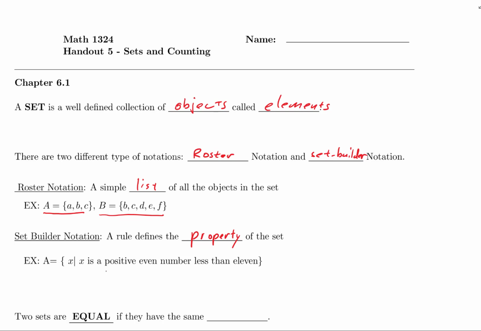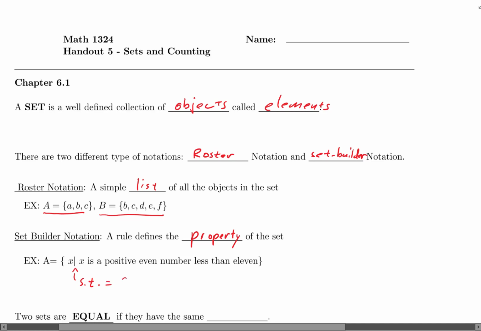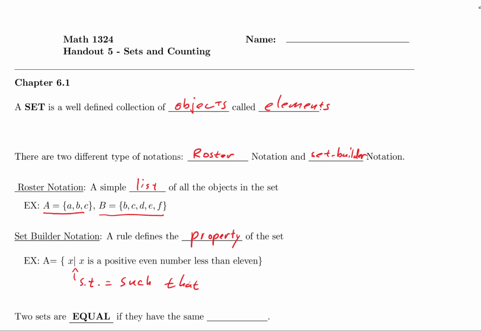And again, this part right here, this line, a lot of times you'll see it shortened as ST, and that simply means such that. So again, it's read X such that X is a positive even number less than 11.